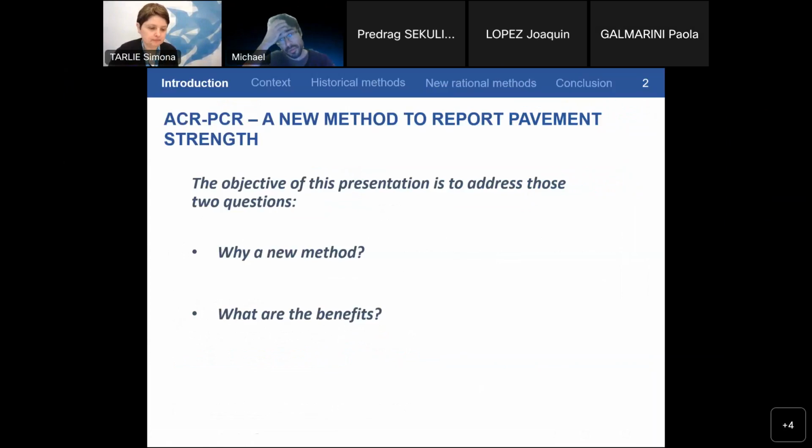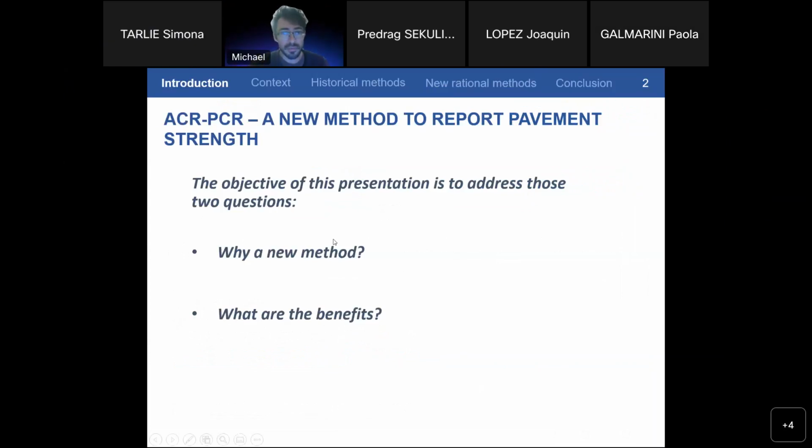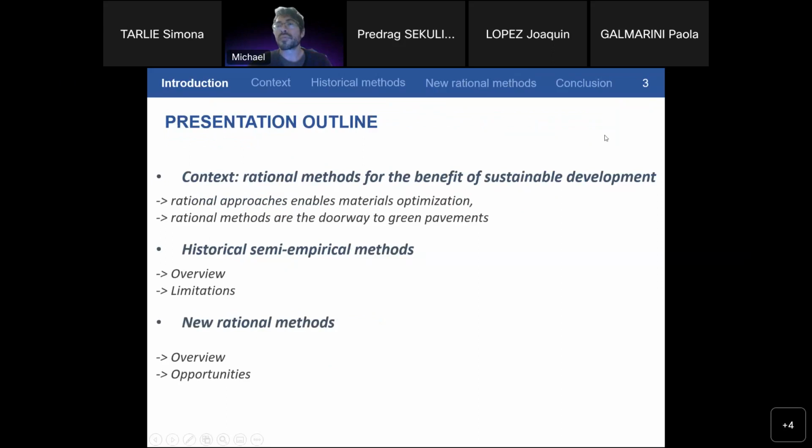In my presentation, I will try to answer the two first questions from Simona's slide. So why a new method and what are its benefits? Some background to begin this presentation. I will try to explain the link between the development of rational methods and the benefits in terms of sustainable development. As I will detail later, the rational approaches enable materials optimizations, and they are also a doorway to green pavements and all new processes.